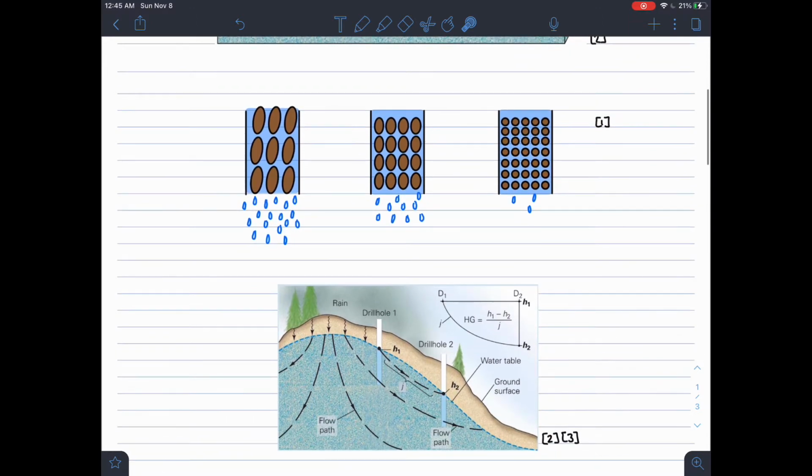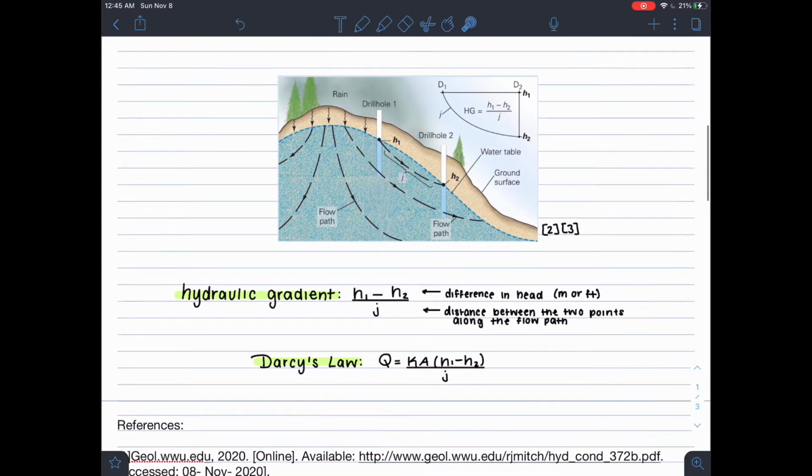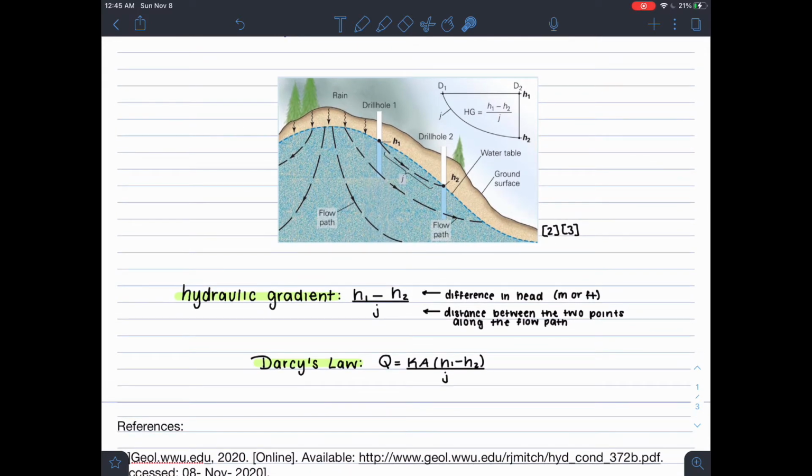This rate would also depend on the hydraulic gradient. The hydraulic gradient is the change in a hydraulic head per unit of distance between two locations as measured by the flow path. We can see the equation right here.